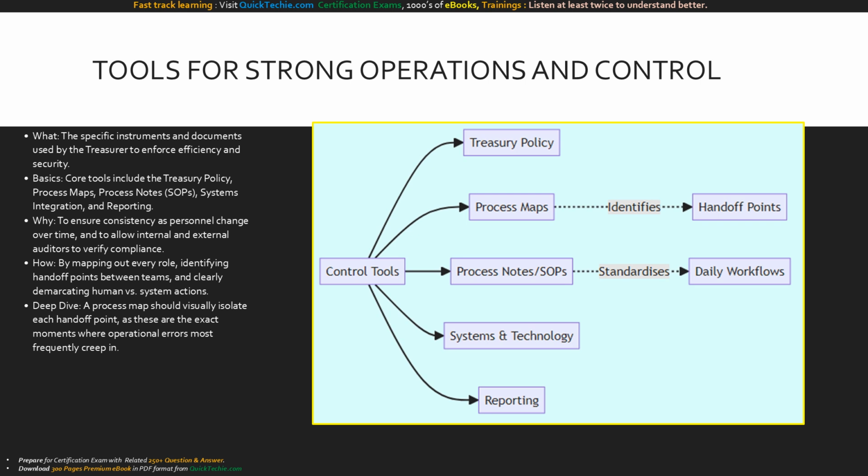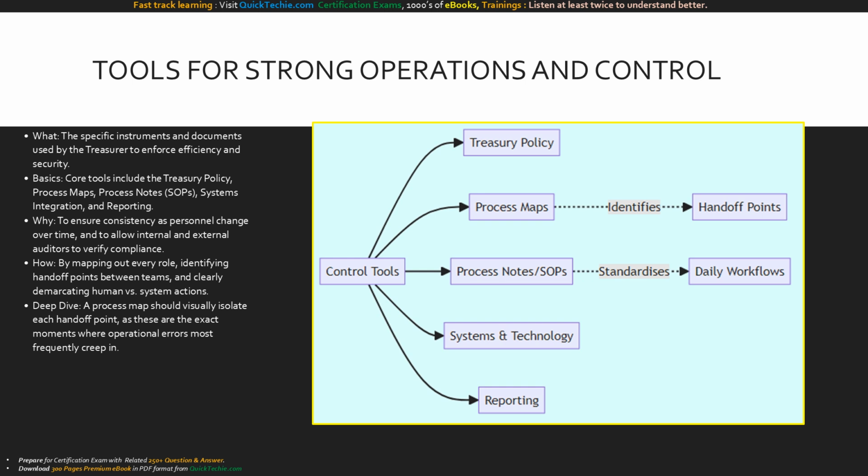Taking a deep dive into process mapping, the most critical elements you must identify are the handoff points when a task moves from one person or department to another. Handoffs are the highest risk areas for operational errors. By documenting them meticulously, we can minimize their frequency and tighten our overall control net.